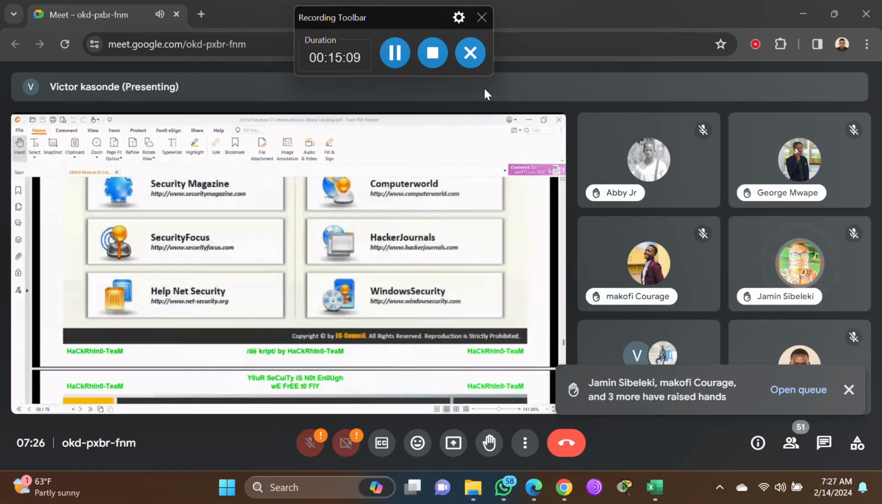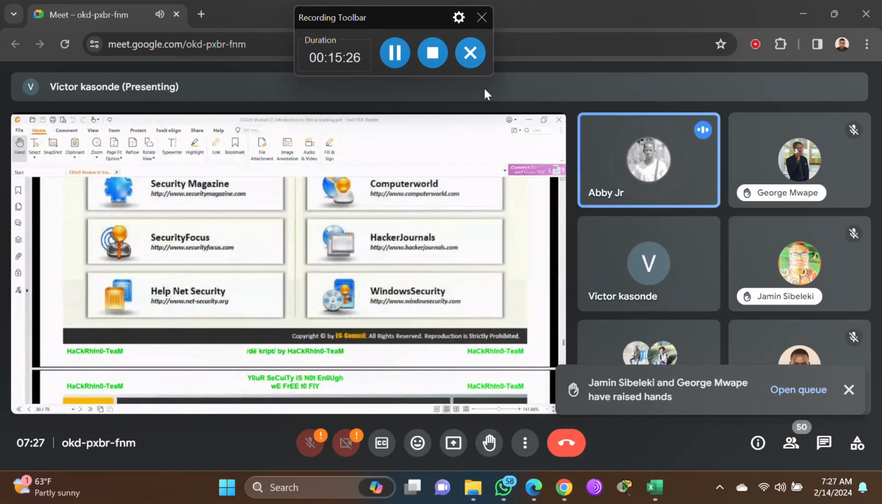Penetration testing is a method of evaluating the security of an information system by simulating an attacker to find out vulnerabilities that an attacker can exploit. Okay, perfect. Who else? Makofi?